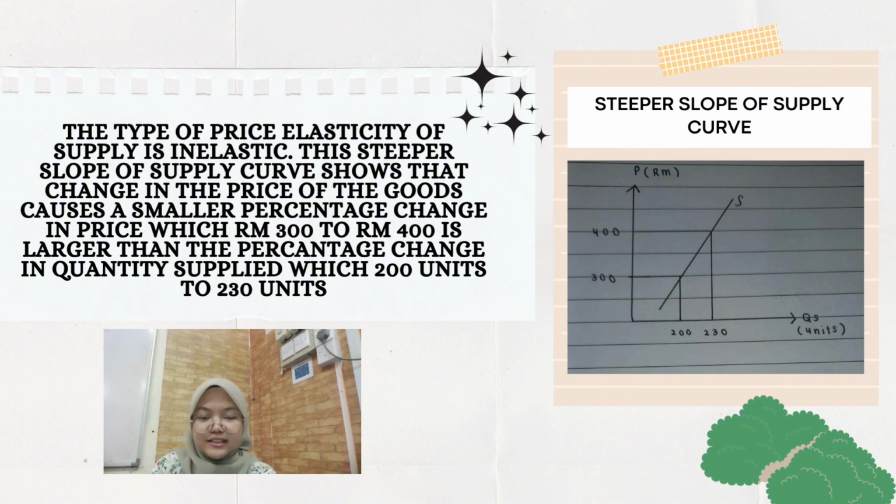So from the answer, the type of price elasticity of supply is inelastic. From the curve on the slide, the steeper slope of the supply curve shows that the percentage change in price, from RM300 to 400 ringgit, is larger than the percentage change in quantity supplied, from 200 units to 230 units.